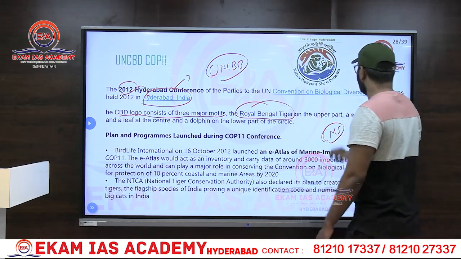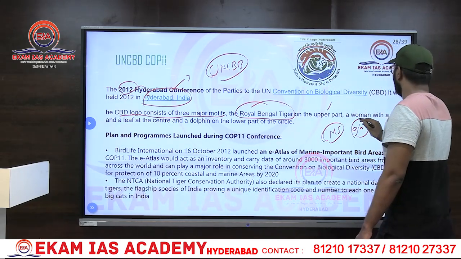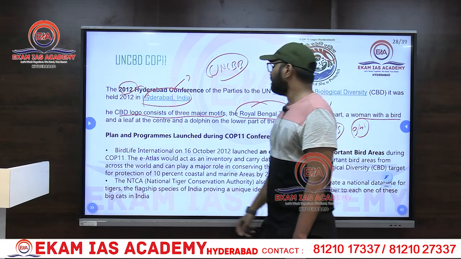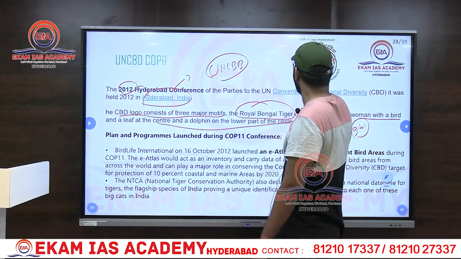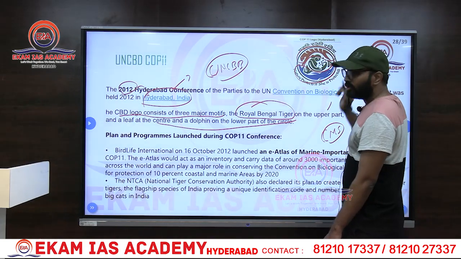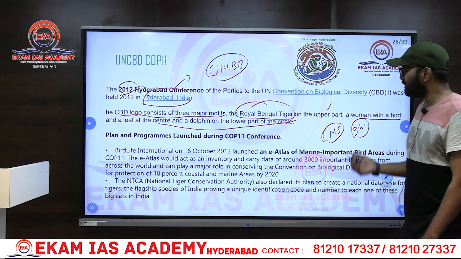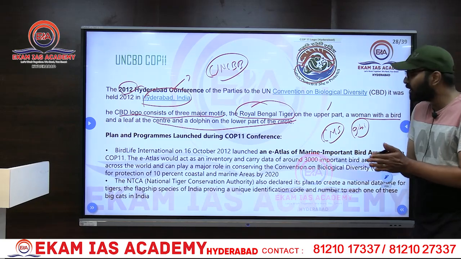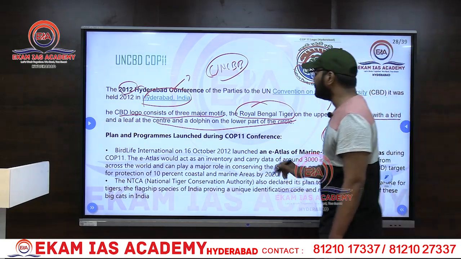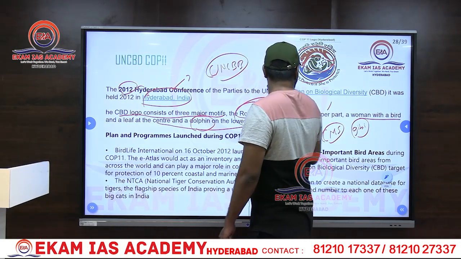Royal Bengal tiger on the upper part. See, this is the Royal Bengal tiger. A woman with a bird and a leaf at the center and a dolphin on the lower part of the circle. So see, we don't know, we are assuming, we are guessing the things. That's why I am trying to broaden your mind. So there may be a chance they have talked about dolphin, tiger and something bird.